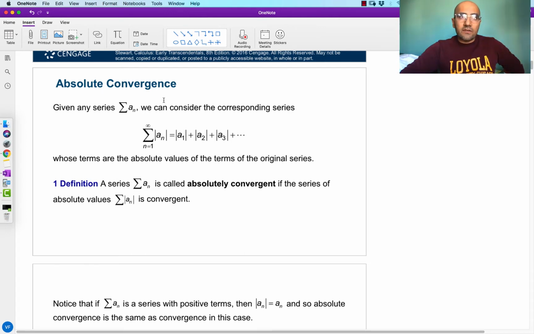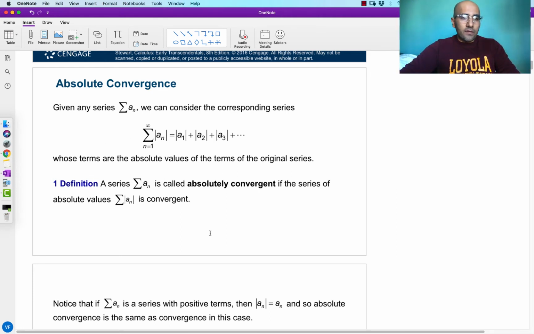It could be a series where some of the signs are positive, some of them are negative, and it may not be reliably as consistent as positive, negative, positive, negative. It's just some of them are positive, some of them are negative. So we're allowing A sub n to be of any sign. And so what we're going to do is consider this new series where we're just taking the absolute value of each one, making them all positive. Right? So this is a new series whose terms are the absolute values of the terms of the original series.